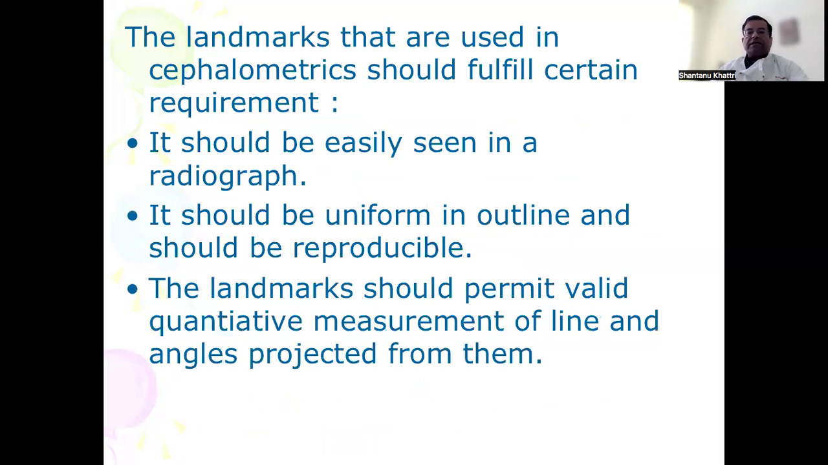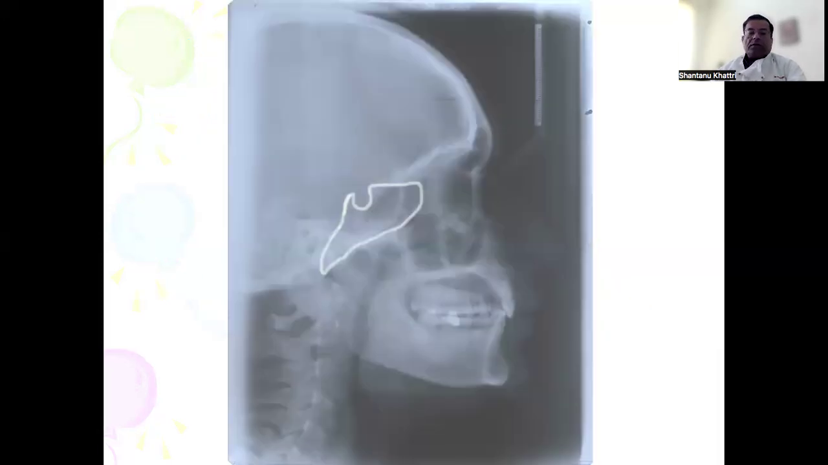The landmarks that are used in cephalometrics should fulfill certain requirements. They should be easily seen in the radiograph. They should be uniform in outline and reproducible. The landmark should permit valid quantitative measurements of lines and angles projected from them. So there are certain landmarks which I have drawn for you to understand.